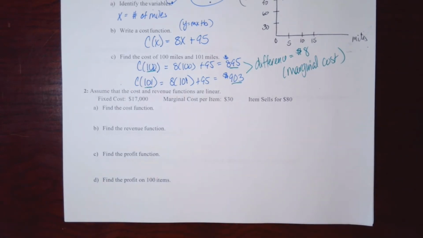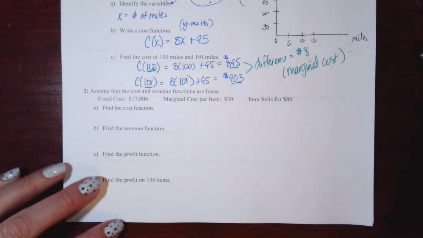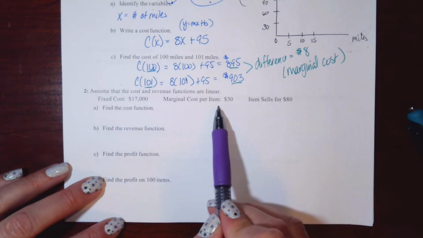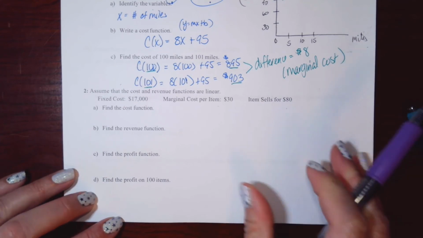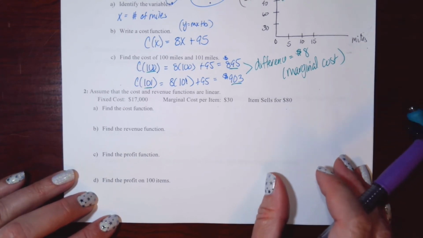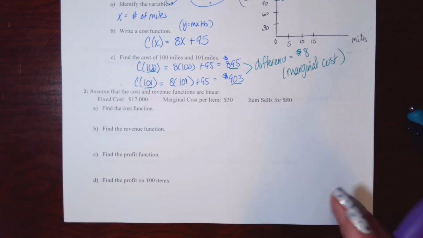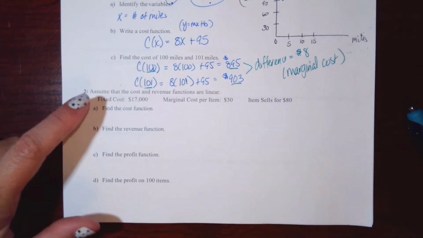Assume that the cost and revenue functions are linear, because that's what we're most comfortable with right now, those linear functions. We're given a fixed cost, a marginal cost per item, and told that the item sells for $80. Now I encourage you to pause the video, see what you can do with this on your own, and then come back to check and see how you did.